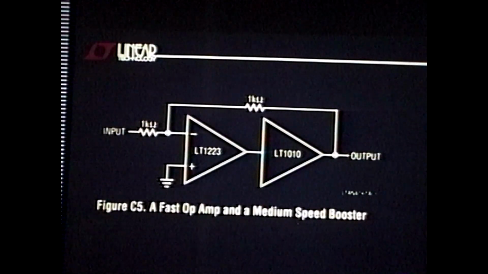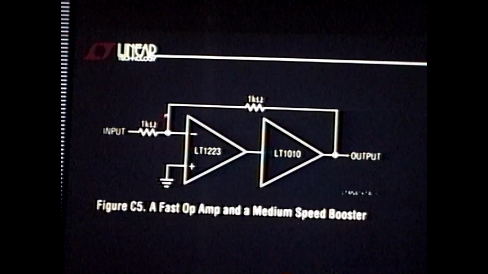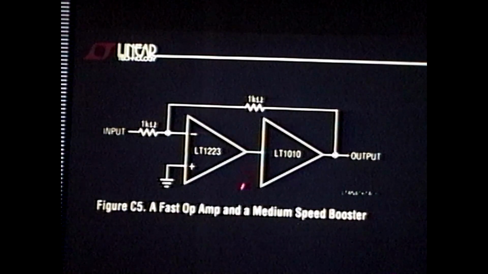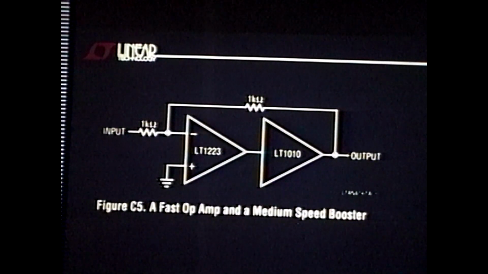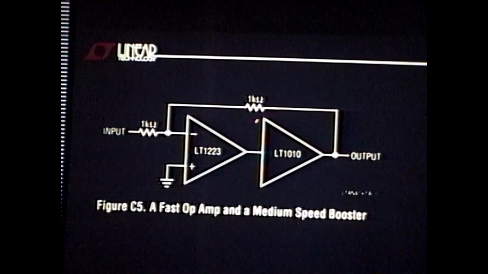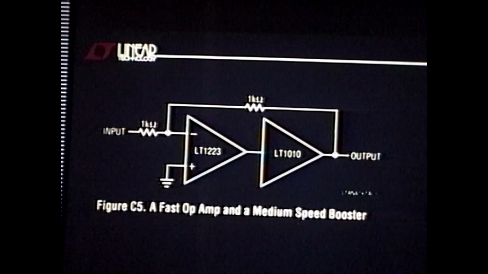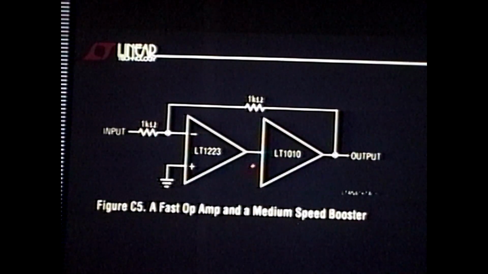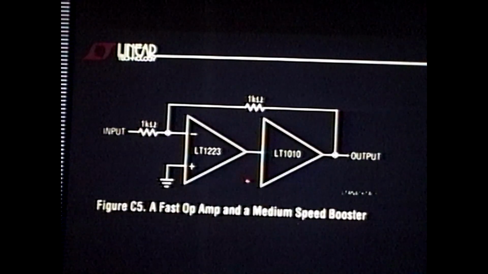Now let's make a change. Instead of a 1 megahertz amplifier in our simple circuit, let's put a 100 megahertz amplifier there, driving a 20 megahertz booster. Now we got a very different situation. The brains in the circuit is much faster than the muscle.